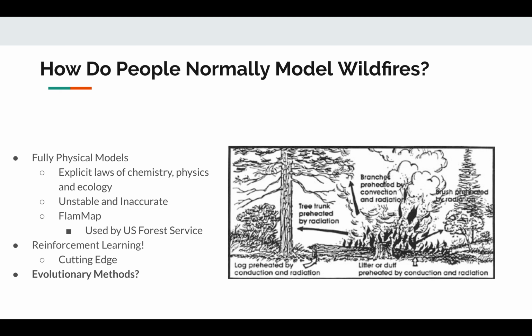The other side of this is on the research end. In academia, we're seeing a large interest in applying reinforcement learning methods to take advantage of the recent resolution gains in satellite images. And today we're going to talk about the potential for using evolutionary methods.